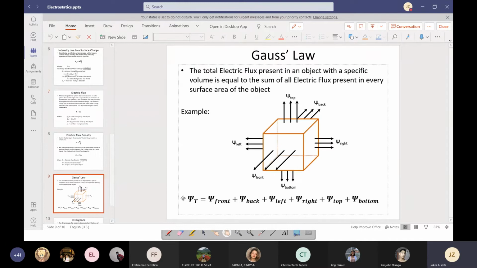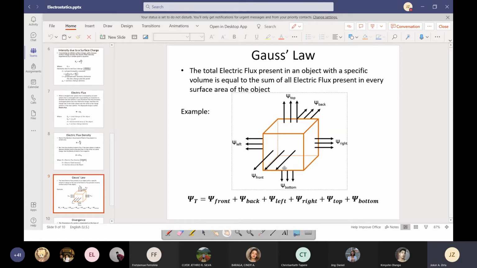But for Gauss law, we have a certain object with a definite form. If there is a definite form, of course, your surfaces have a definite location. For example, your front surface has a definite location at the front, and the back surface is at the back location. That's why you have a clear location for a certain object.